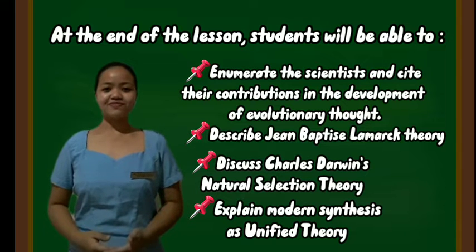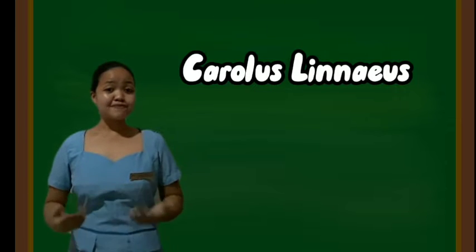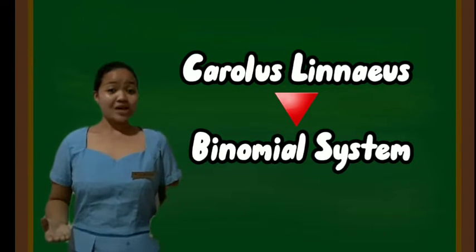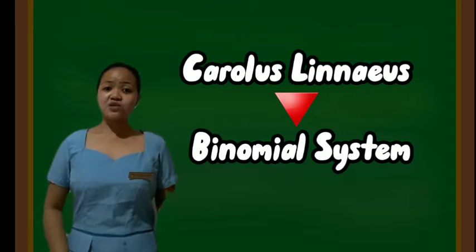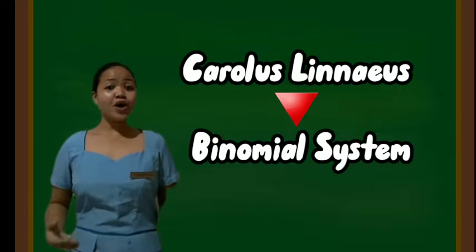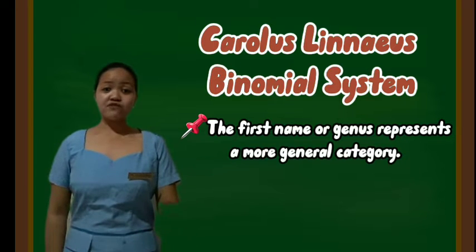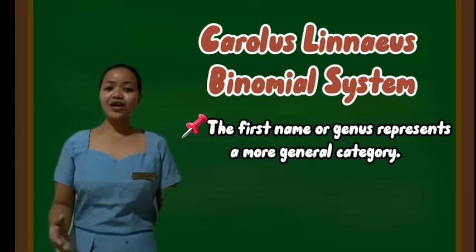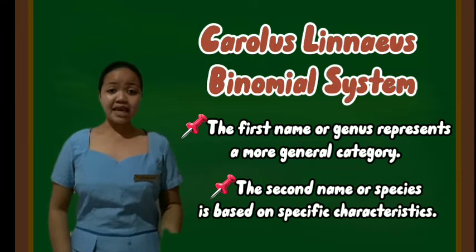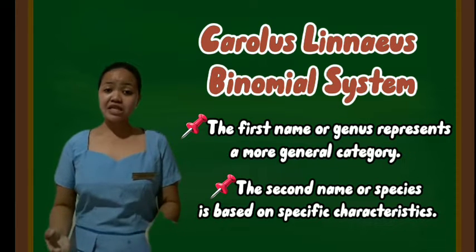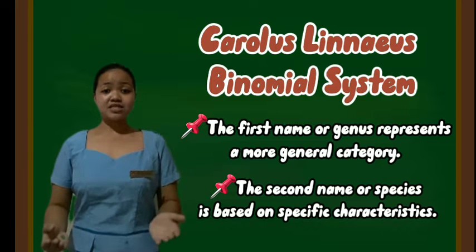theory of evolution. So, in the past, lots of people were trying to find out how to classify living things. But, thanks to Carolus Linnaeus and his Binomial System, the struggle was over. Using the Linnaeus Binomial System, which biologists still use today, the first name, the genus, represents a more general category, while the second name, the species, is based on specific characteristics.